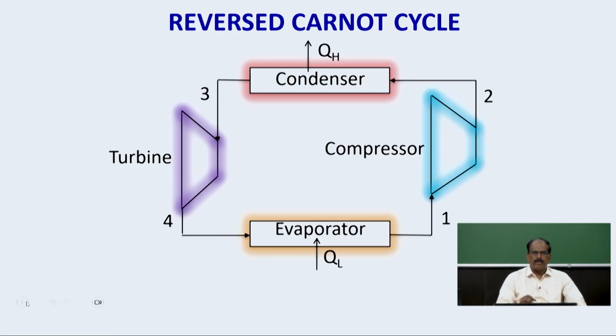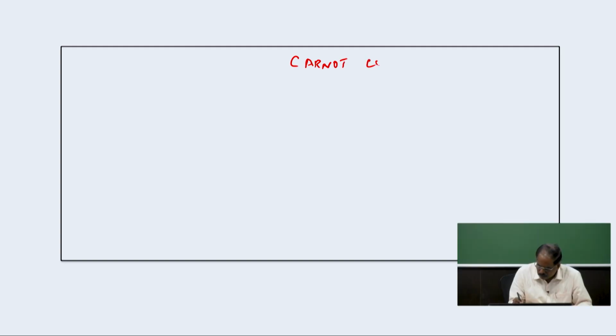With this perspective, let us see what is the basis for the refrigeration principle, how this refrigeration principle has evolved. The reversed Carnot cycle is the basis for the refrigeration principle. Before seeing the reversed Carnot cycle, let us see what is a Carnot cycle. What is a Carnot cycle? Let us see what is a Carnot cycle.